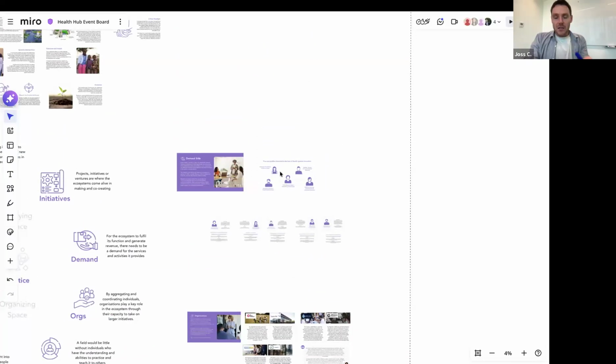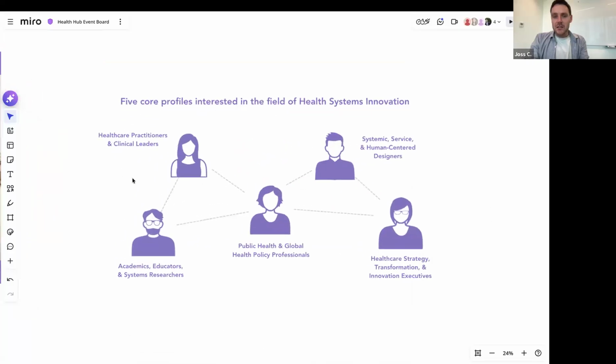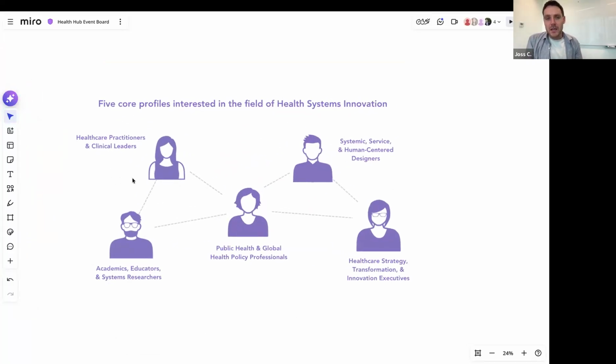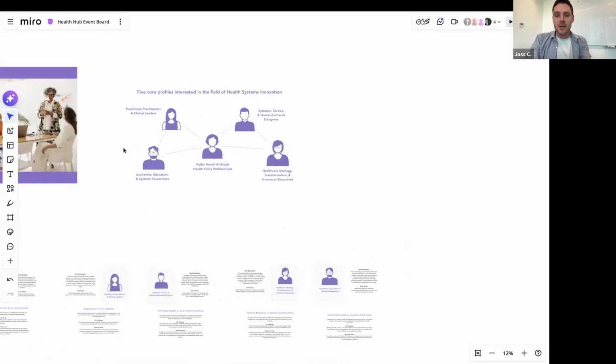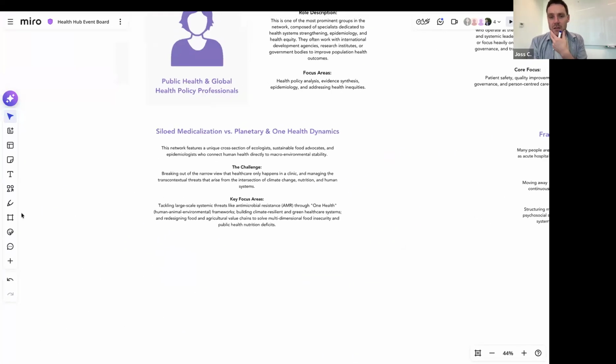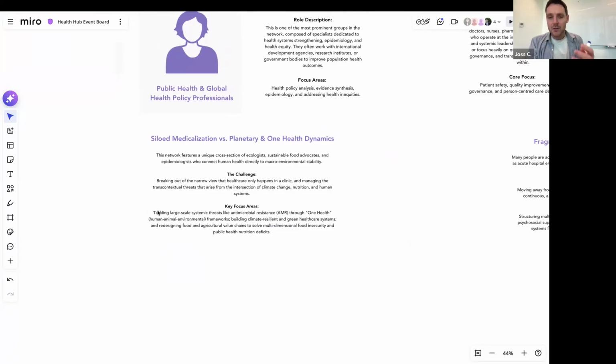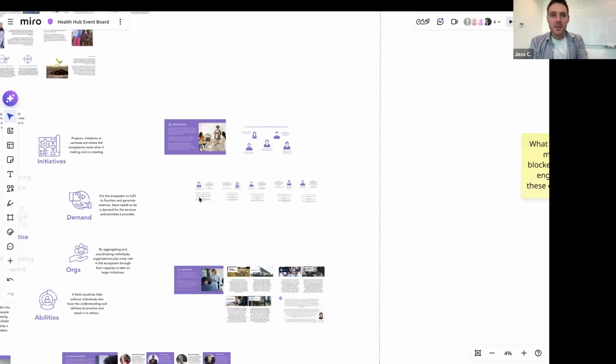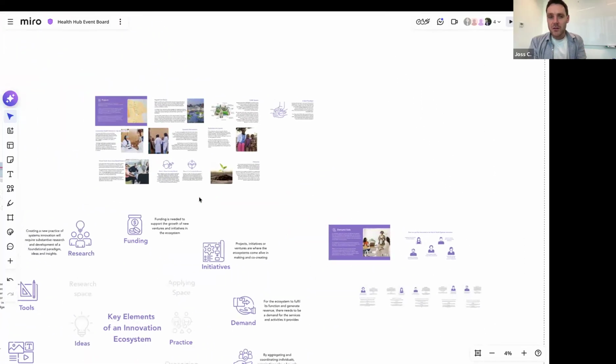Moving on to who's actually interested in this. So this is analyzing followers on LinkedIn, who are the main people: health practitioners and clinic leads. There's a lot of academics and systems researchers, public health and global health policy professionals, healthcare strategy, transformation, innovation executives, and then a lot of designers, human-centered design, service designers, systemic designers, and so forth. In the paper, we go into some of the challenges that they're exploring. Maybe I won't go into them now. I think we'll hear a bit about them in the conversation. And that is most of the contents of the paper.